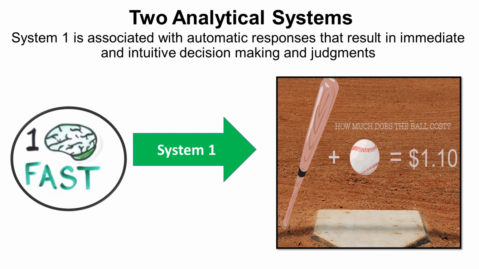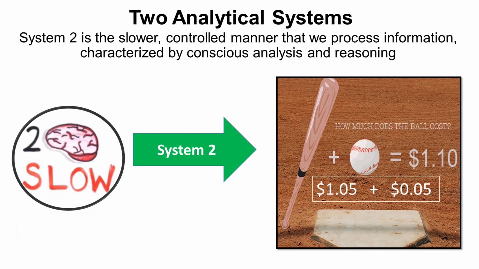A bat and a ball cost $1.10. The bat costs $1 more than the ball. How much does the ball cost? System 1 thinking results in the answer being 10 cents. The actual answer is 5 cents. When you stop to process this puzzle, you are using System 2 thinking.